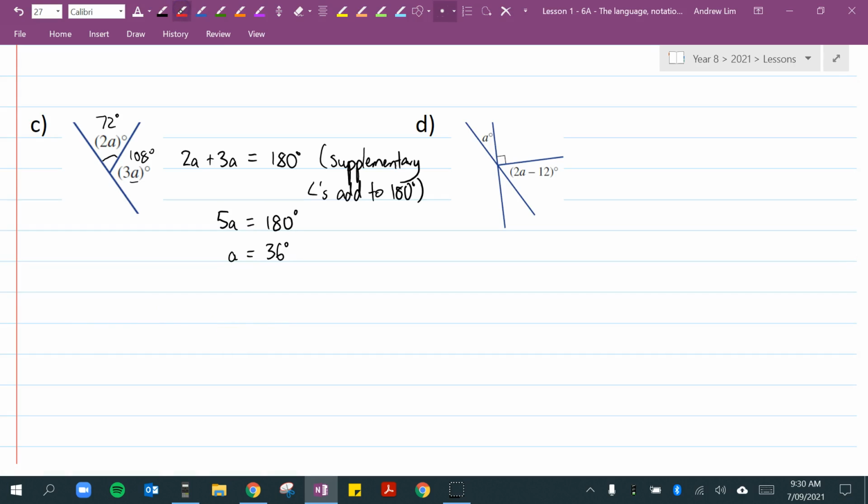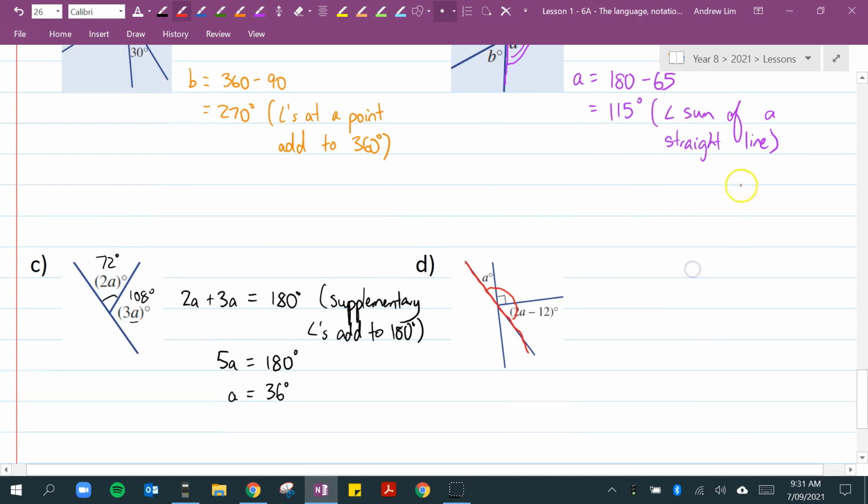Okay. Last one, question D. We can see here that there are 3 angles that form a straight line. So that means when we add them together, it will add to 180 degrees, but we cannot use this reason here. They are not supplementary angles because supplementary angles only refer to 2 adjacent angles. Here there are 3. So we have to use this explanation here, angle sum of a straight line.